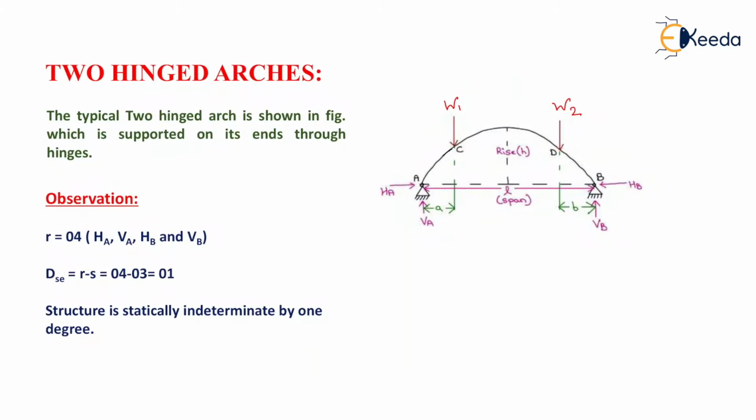Now here a two hinged arch is shown whose support A and support B are hinges, having reactions VA, HA at support A and VB, HB at support B, and is subjected to 2 point loads of W1 and W2. Now from the observation we will see that total number of reaction components will be equal to 4, that is HA, VA, HB and VB, and total number of equilibrium equations will be equal to 3. So we will get degree of external static indeterminacy as 1. So the structure is statically indeterminate by 1 degree, which we had already seen.